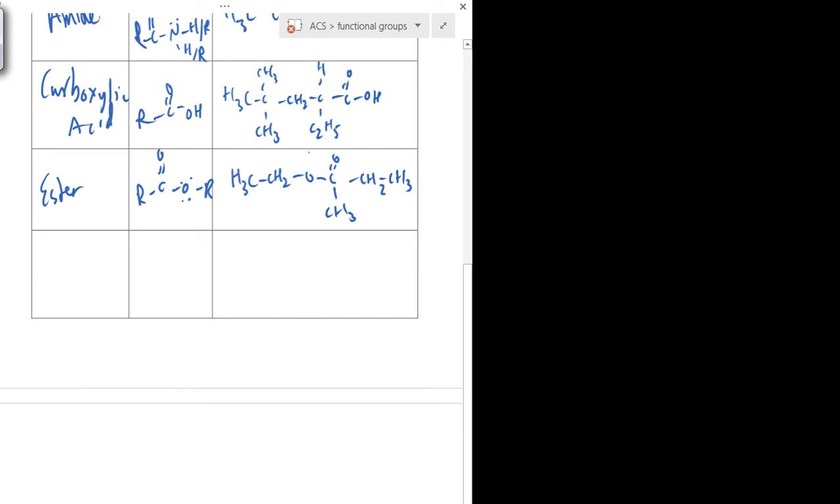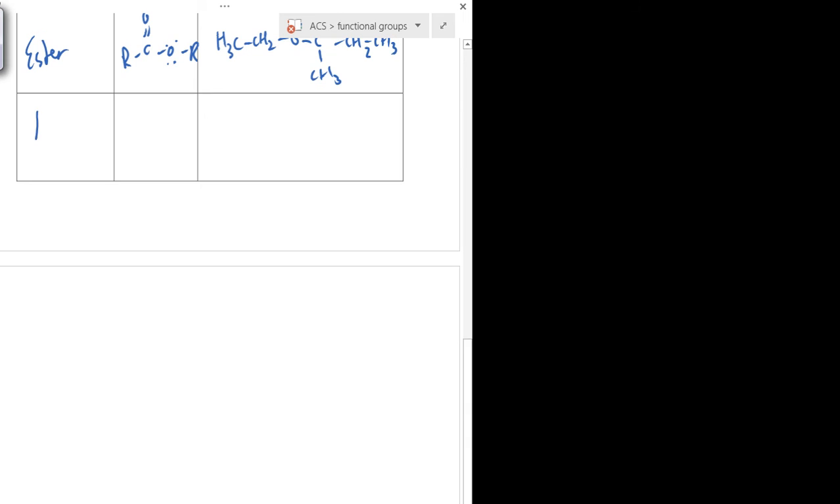So the last example I'm going to be discussing is a ketone, which looks very similar to an aldehyde. It's going to be an R group, single bonded to a carbon. That carbon is double bonded to an oxygen, and that carbon is also single bonded to another R group. And an example will be 3-methyl-2-butanone.